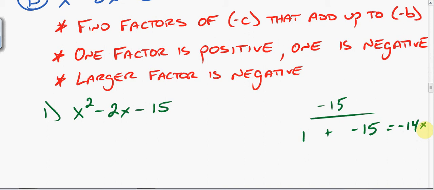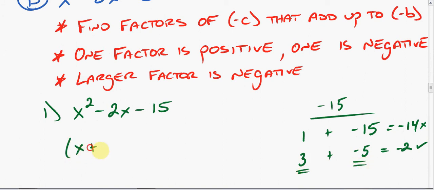Then we can go to 2. 2 does not go into 15 evenly, but 3 does. 3 goes into 15 5 times. Larger factor is negative here. So 3 times -5 is -15. 3 plus -5 gives us -2. And hey, that's the number we're looking for. So we know we found our factors of 3 and -5.